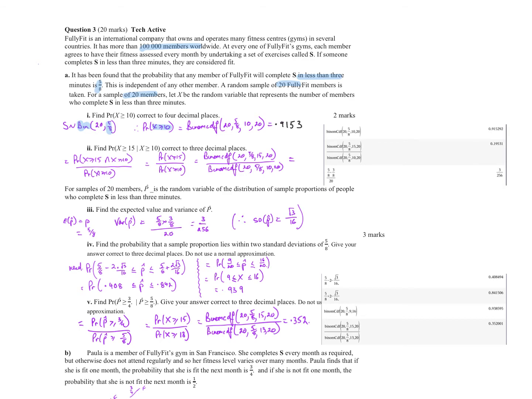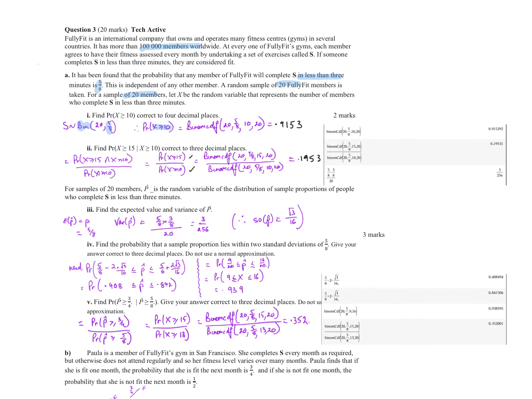From my CAS printout. The conditional, X is greater than 15 given X is greater than 10. So it's got to be greater than 10 and greater than 15, so it's greater than 15 over greater than 10. If we put that into our CAS, I get 0.1953. All right, for samples of 20 members, p hat is the random variable of the distribution of sample proportions.